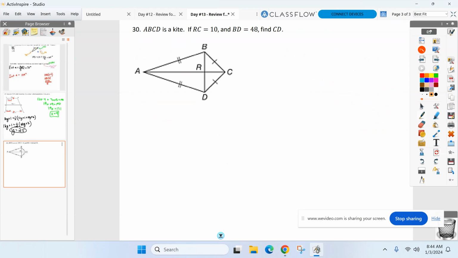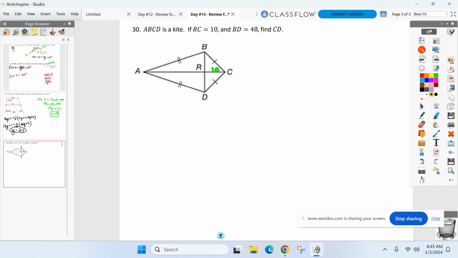RC is 10. BD 48. What's CD? So what do I know about a kite that may help me out? Maybe you can label your diagram a little better. Put a little more detail on that bad boy. So what else do you see there for a kite that might help you out?